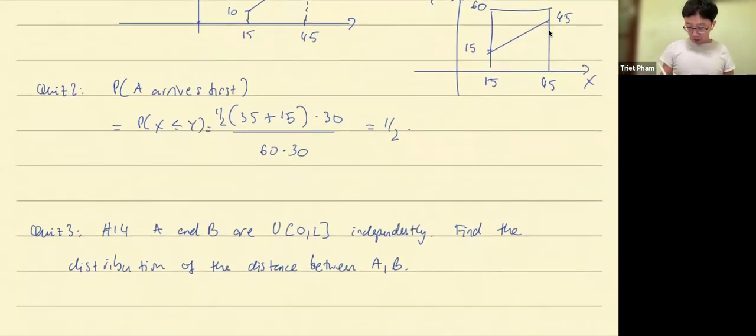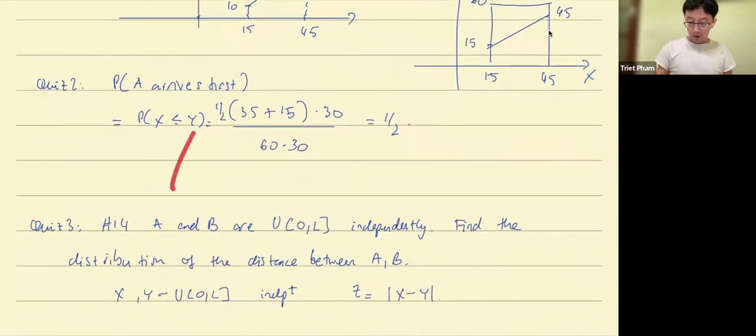So here, if we let X and Y be independent uniforms from 0 to L, then you're looking for the distribution of Z, which is the absolute value of X minus Y. Almost exactly as above, but now we're going to the distribution question in general.